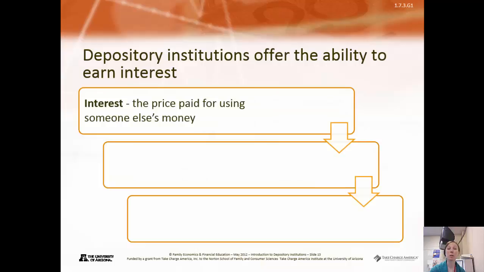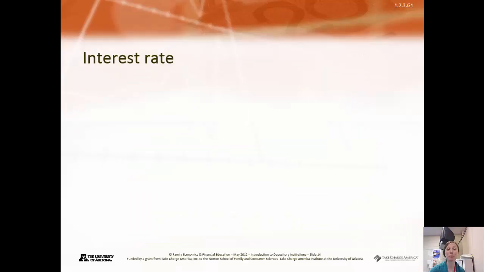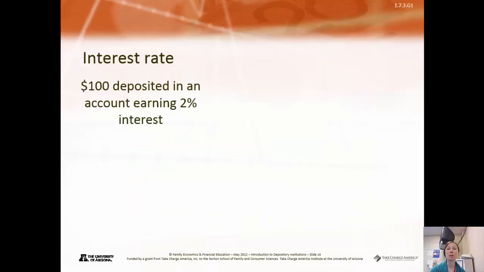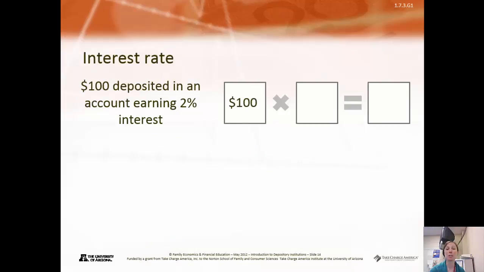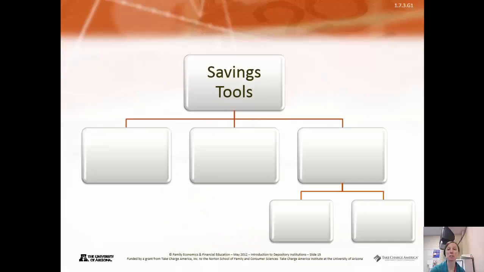So, the ability to earn interest. The definition for interest is the price paid for using someone else's money. You can earn interest or be charged interest. The amount of interest earned or charged is determined by the interest rate, which is the percentage rate used to calculate interest, usually an annual rate. So, example, $100 deposited in an account earning 2% interest would equal $2, and we want high interest rates when earning interest, and we want low interest rates when paying interest.